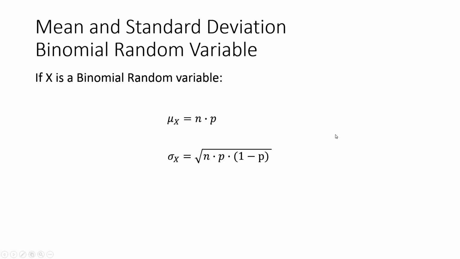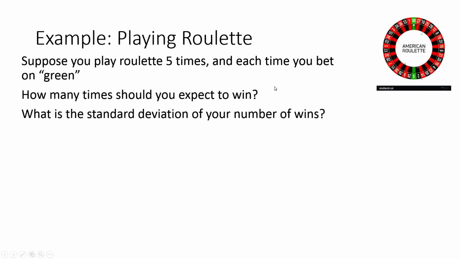All right. So we can return to our example and we can see this here. It says, suppose you play roulette 5 times. Each time you bet on green. How many times should you expect to win? What's the standard deviation of your number of wins?